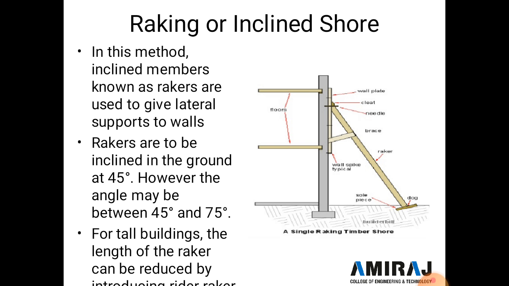So racking or inclined shore. In this method, inclined members known as rackers are used to give internal support to the wall, and rackers are to be inclined to the ground at 45 degrees. So in this figure, see the yellow colored rackers supporting the wall, fixed at between a 45 degree to 75 degree angle, and for a tall building the length of the racker can be reduced by introducing a rider racker.